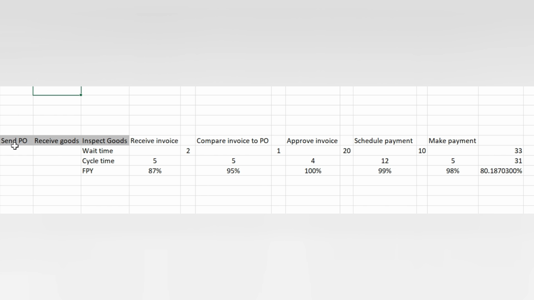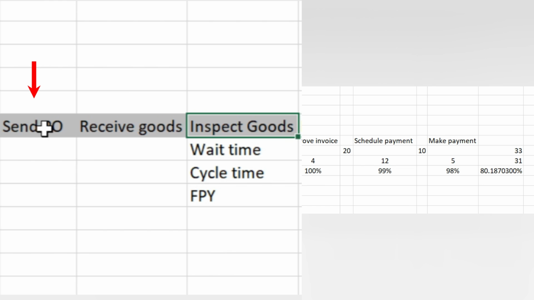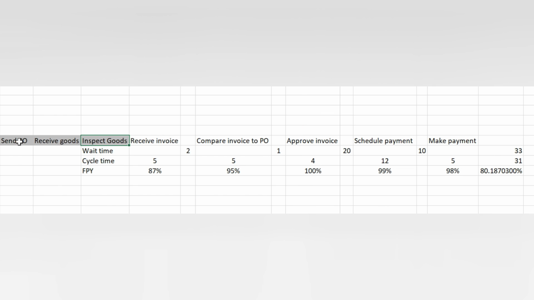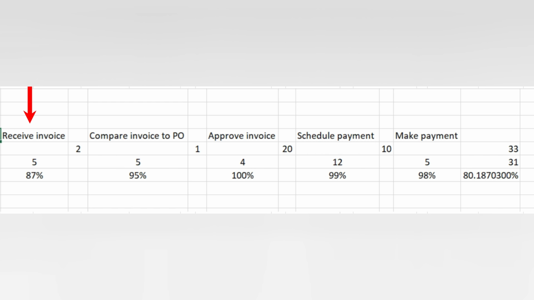The process begins when a PO has been sent, then the goods are received, the goods are inspected, and then we receive the invoice. So from here, the accounts payable team's process begins. They receive the invoice, they compare the invoice with the PO, they approve the invoice, then they schedule the payment, and then they make the payment. This is all accounts payable process.